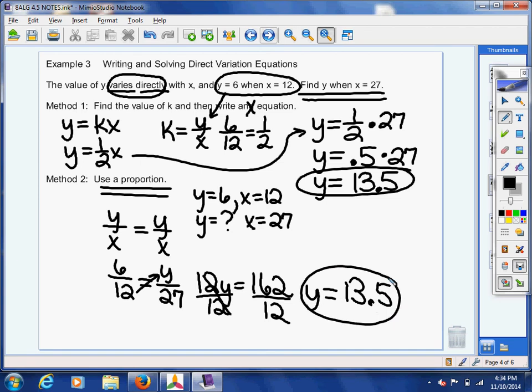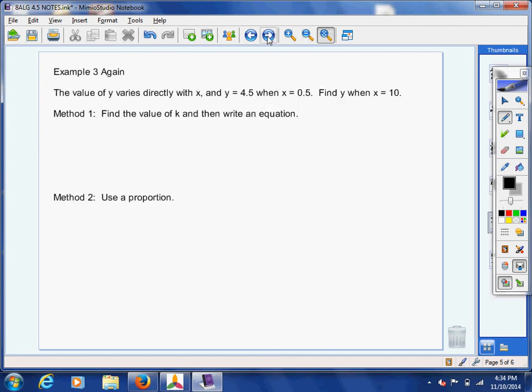And hopefully you can see from my example, the method 2, I like it 10 times better. But if that doesn't resonate with you for whatever reason, use method 1. Figure out the k, get your equation, and then plug in for what you do know to find what you don't know. Okay? Now, because this is so difficult, flip to that next page. We're going to try this example again, but with different numbers. Okay? And I'm going to do both methods again to make sure that you know how to do this.